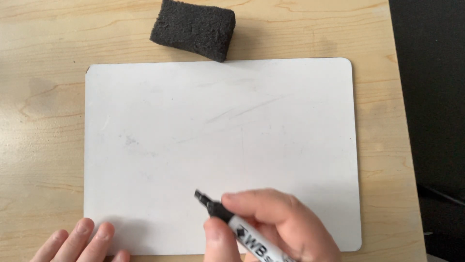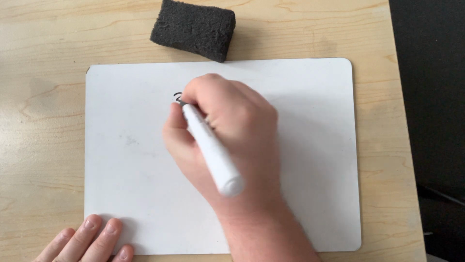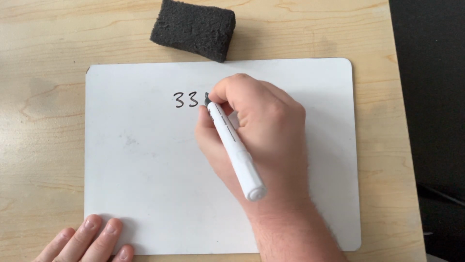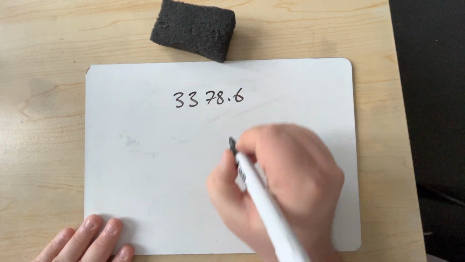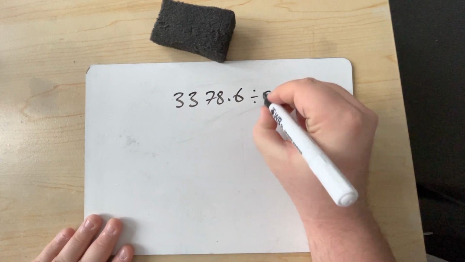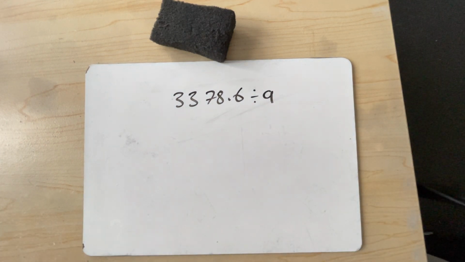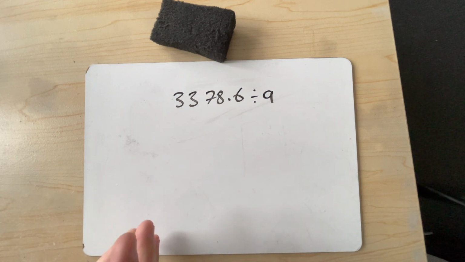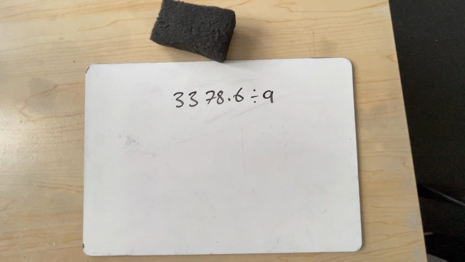So this next one here then, we're going to do 3,378.6, and we're going to divide that by 9. So again, we're going to get a little bit more difficult, but it's nothing that you can't handle. So again, what I'd like you to do at this point is pause the video, and I'll see you in just a second.